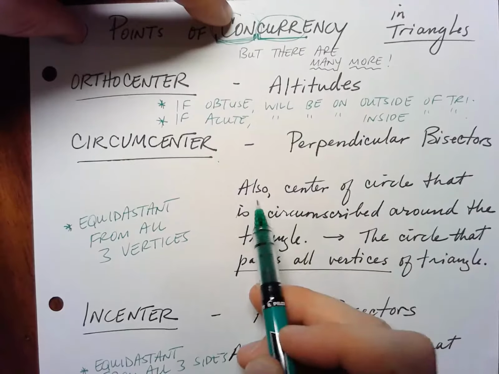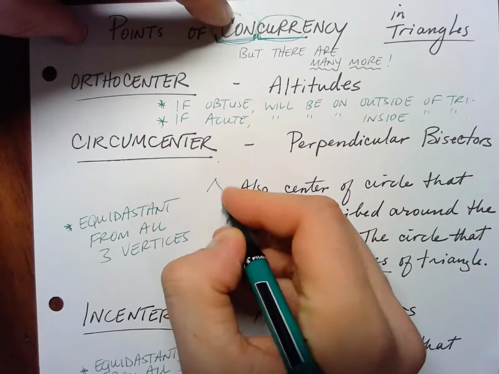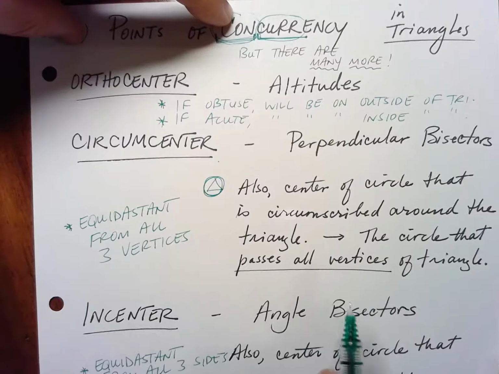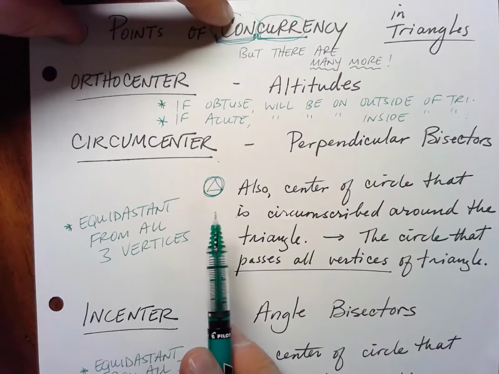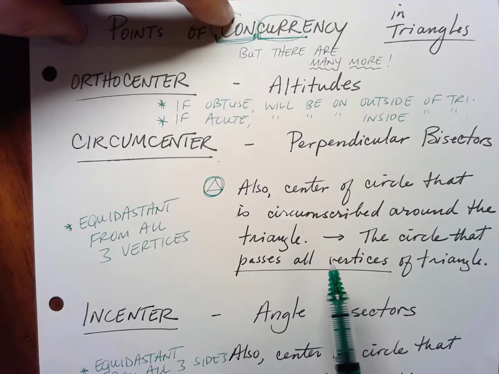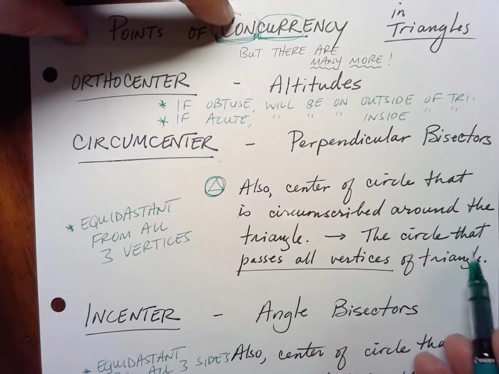from it. Also, this is the center of a circle that is circumscribed around the triangle. So if you have a triangle, it's a circle that goes all the way around it like that. Circumscribed, just like you're circumventing, you're going around something, or circumnavigating the globe means you're navigating around the globe. The circle that passes through all the vertices of a triangle.